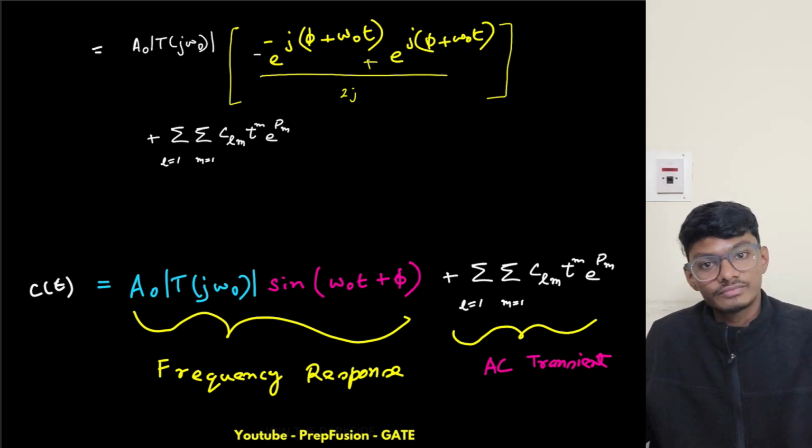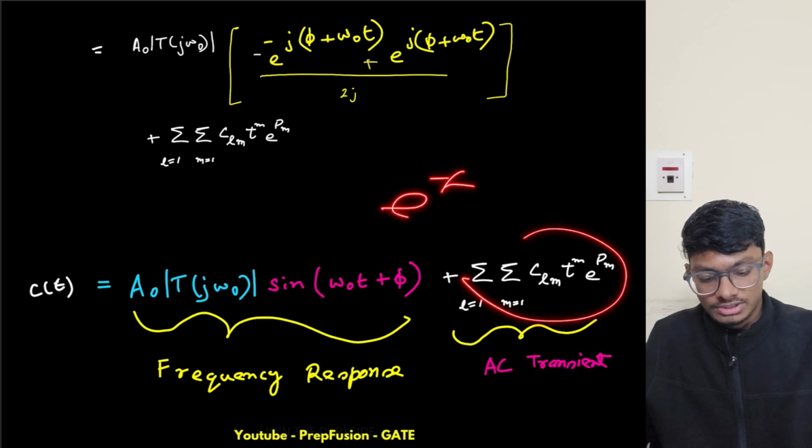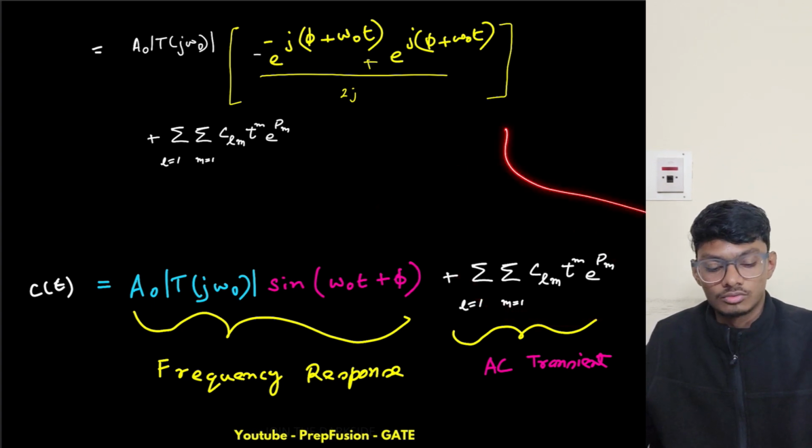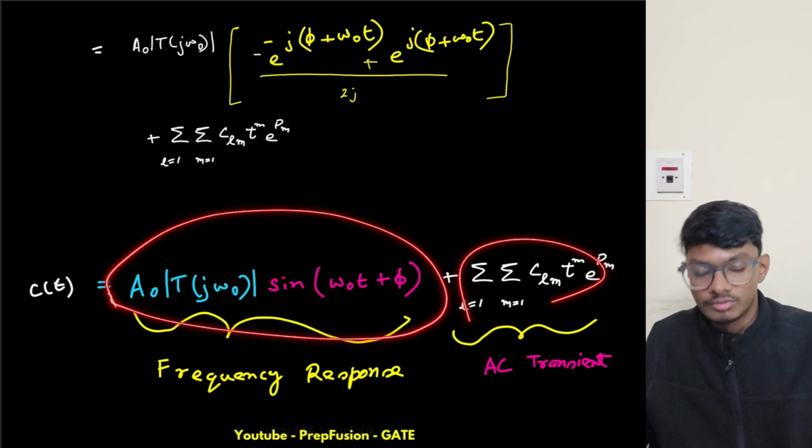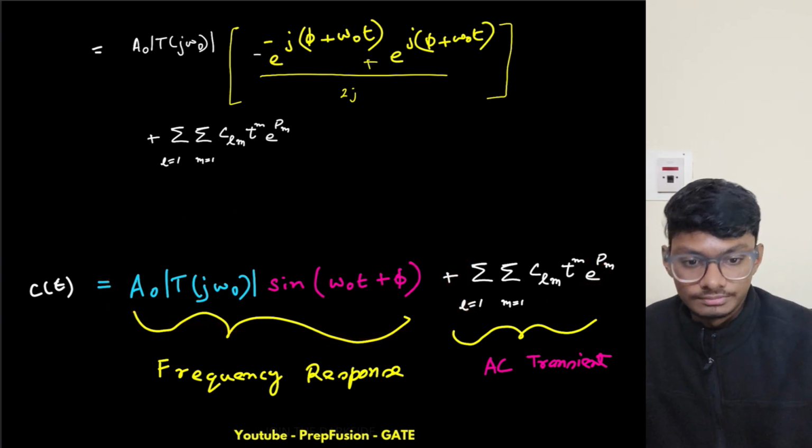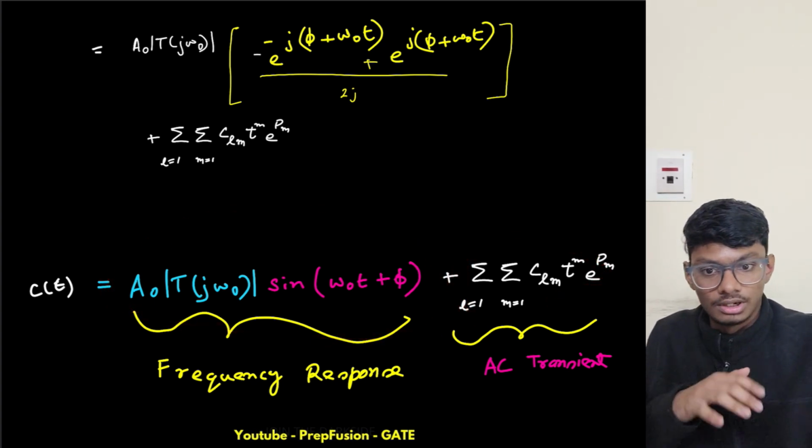So if I had a stable system, I have e raised to a minus t. This will die down, go to 0, and I will remain with only this one. So yeah, that is what this is basically.